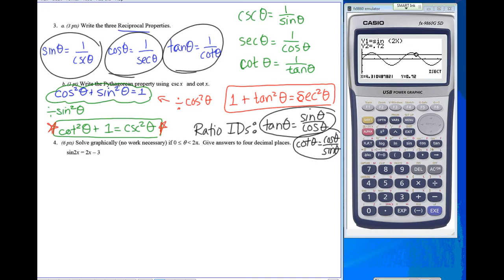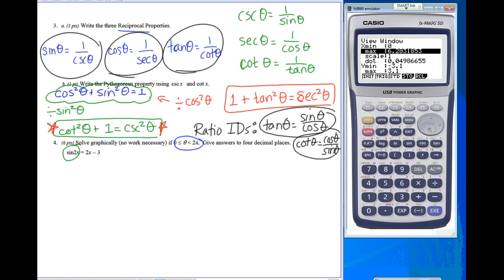All right, number 4 is to solve graphically. Again, I'm going to just go into my calculator here. So on the left side of the equation, I wanted the sine of 2x, so that's what I'm going to put in my y1, and that's what I had in there for my last problem. On the right side, I had 2x minus 3. I needed to set my view window to go from 0 to 2 pi, which is where I already was.